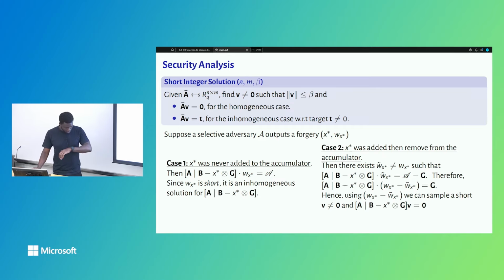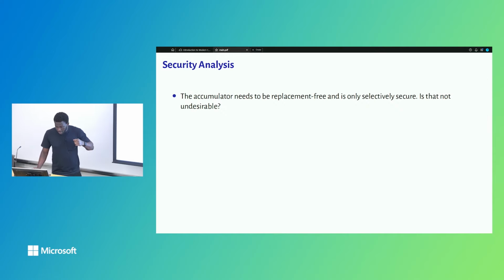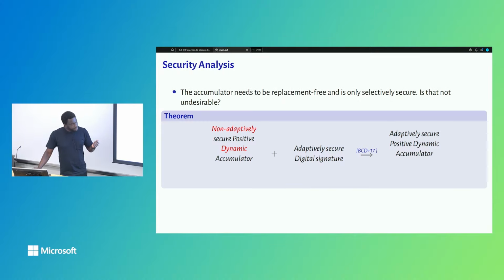Right. Okay. So now with the 5 minutes remaining, I just want to quickly mention how this condition can be fixed. Because replacement-free, selective security might seem a little bit undesirable for some applications, but there's this prior work by Baldimtsi et al., where they showed that if you have a non-adaptively secure positive dynamic accumulator, and you combine it with an adaptively secure digital signature, then you get an adaptively secure positive dynamic accumulator.